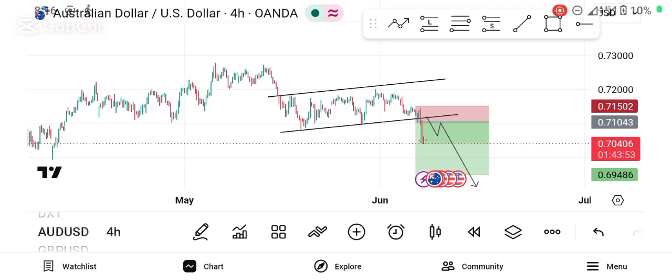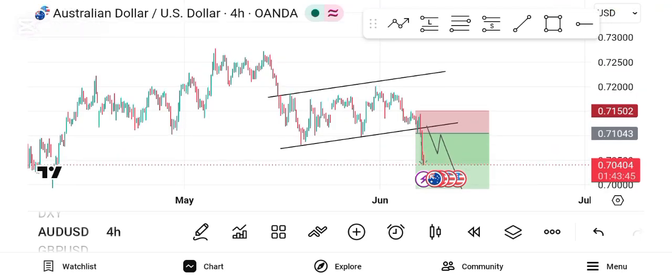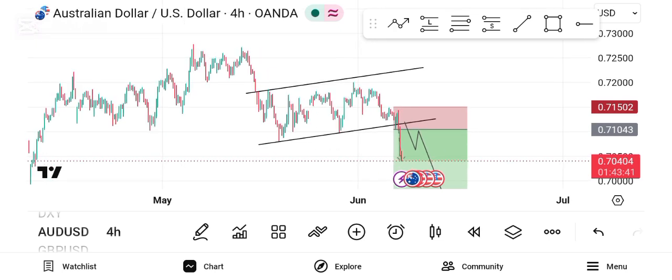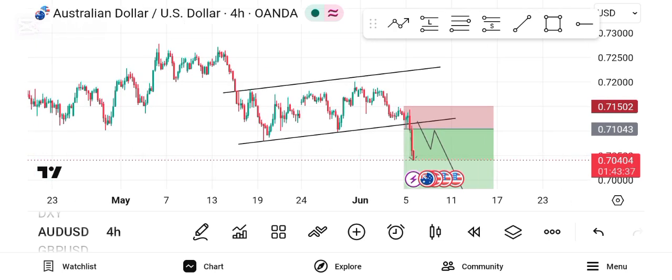Alright, good evening. I took three trades this week: one on AUD, one on EURUSD, and one on GBPAUD. And I also called the trades out on my Telegram channel.